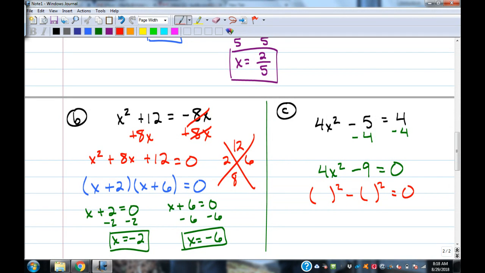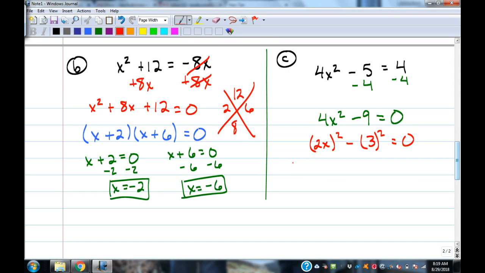What squared gets me 4x squared? 2x, right? What squared gives me 9? 3. I think we did this one yesterday. What does that mean my factors are? They both have 2x and there you go.